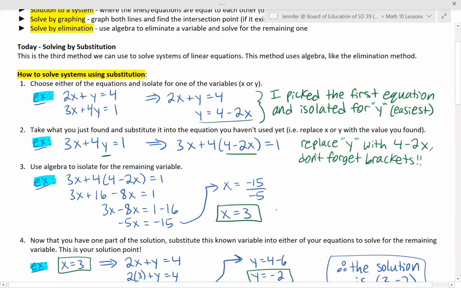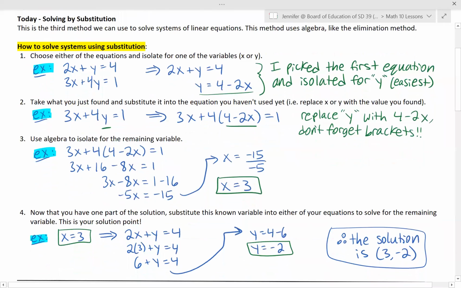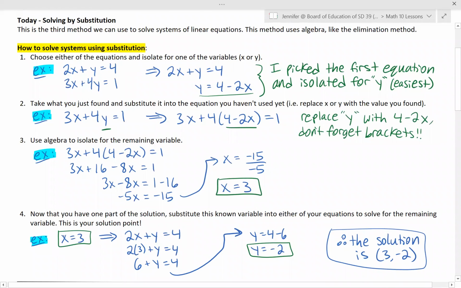So what we've accomplished is we've found the x value of the solution, but we don't have the y value yet. This last step is similar to the last step of elimination. We're going to take the value that we just found and substitute it into either of our original equations to solve for the remaining variable. I just picked the first equation, and I've replaced x with what I just found to be 3, making sure to put it in brackets. Now I can isolate and solve for my variable y. This gives me 6. I bring it to the other side, it becomes negative, and I get y is negative 2. Therefore, my solution is 3, negative 2.